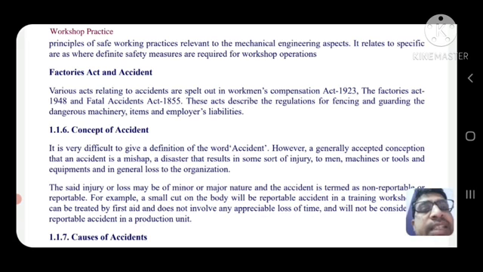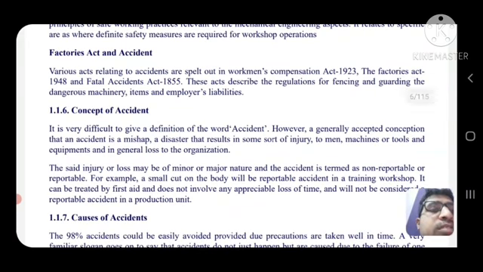Factories Act and accidents. Various acts relating to accidents are spelled out in the Workmen Compensation Act 1923, the Factories Act 1948, and the Fatal Accident Act 1855. This act describes the regulations for fencing and guarding dangerous machinery items and employers' liabilities.